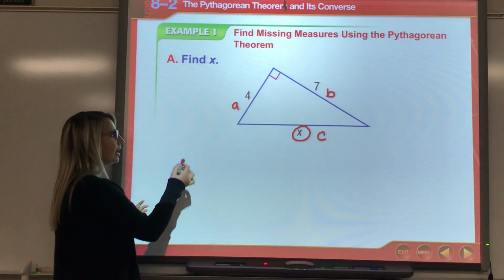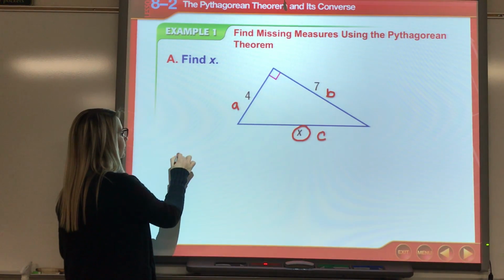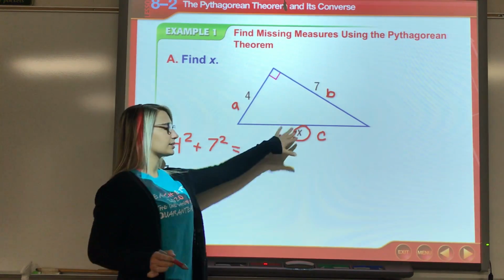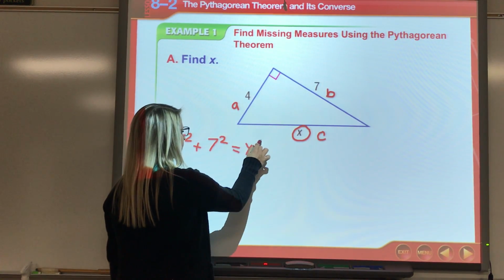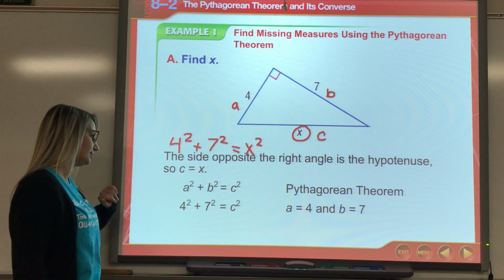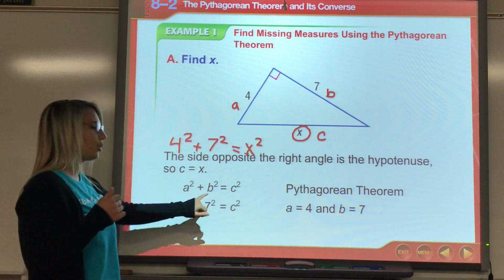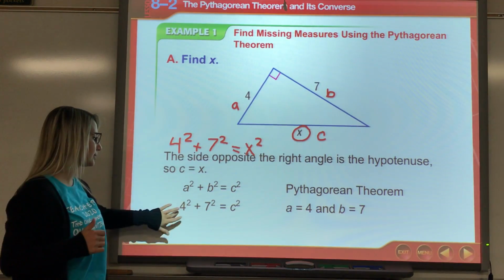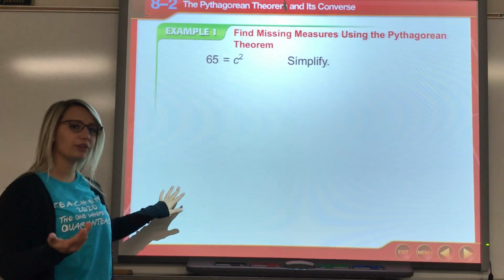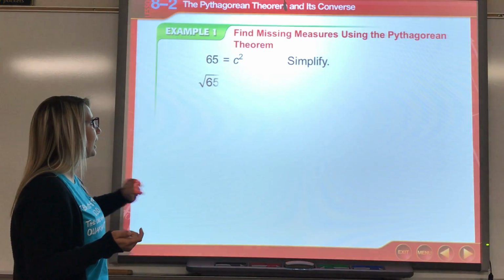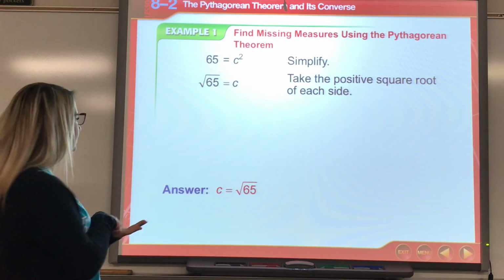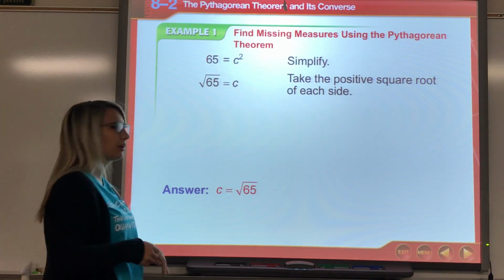Off to the side here, a squared plus b squared would be 4 squared plus 7 squared equals this c, which we're going to call x squared. I think this actually solves it out for us here. Yep. On the next page we're going to simplify 4 squared and 7 squared so that we get 65. And we take the square root of each side because we're looking for c, which was that x, and we get the square root of 65. So x equals the square root of 65.